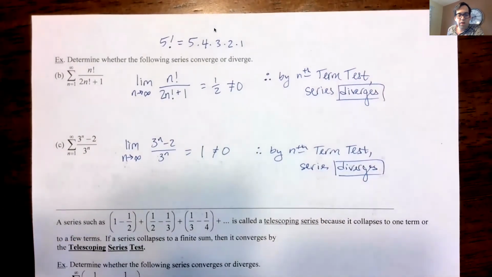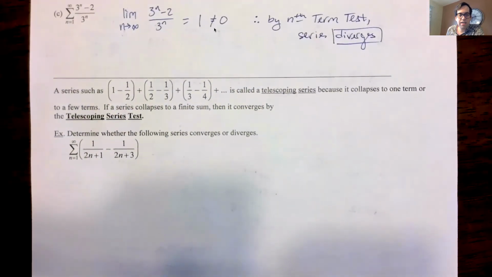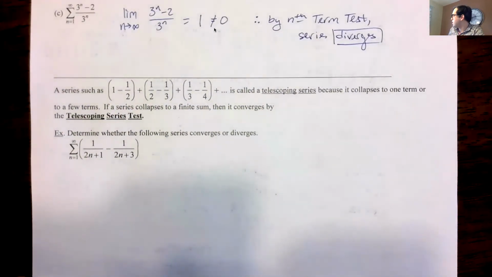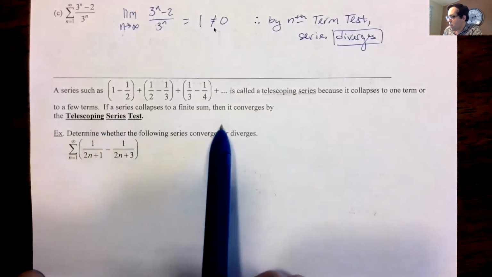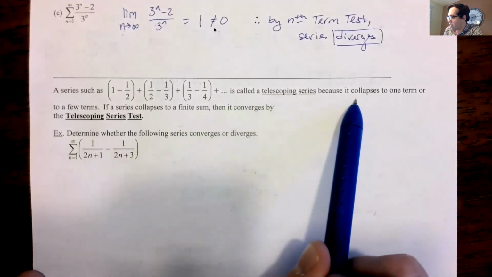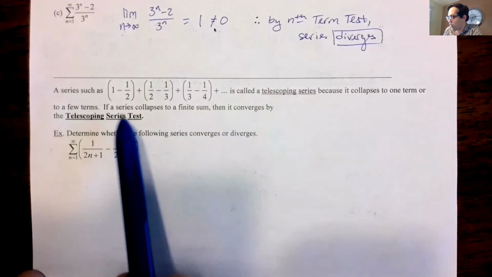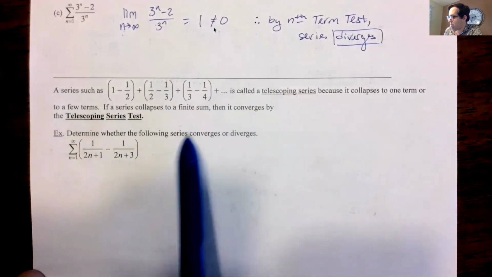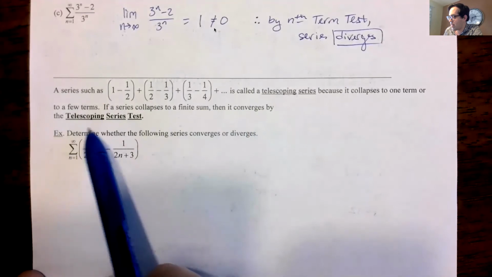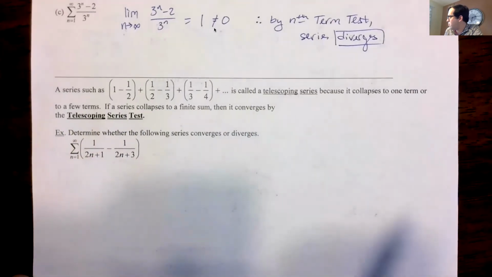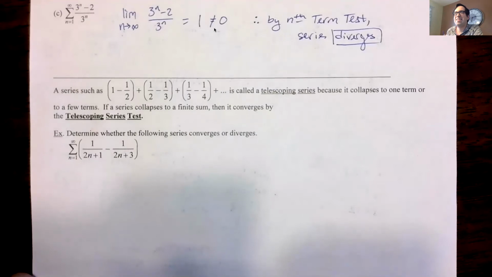Okay, we have got one more thing to look at here, and this is not technically on the chart, but it is something that we want to look at. A series is called a telescoping series if you can collapse it to one term or to a few terms. If the series collapses to a finite sum, then it converges by what we call the telescoping series test. This is kind of like an aside. It's something that we do need to know, but since it doesn't have fancy rules that are always true, we don't have it on our chart. I'll show you what I mean when we solve this.